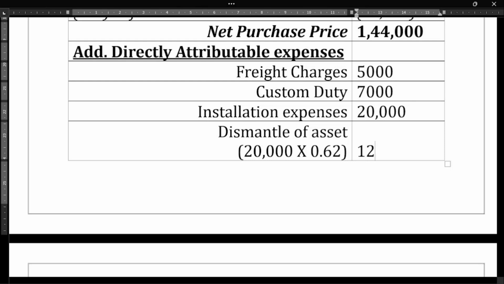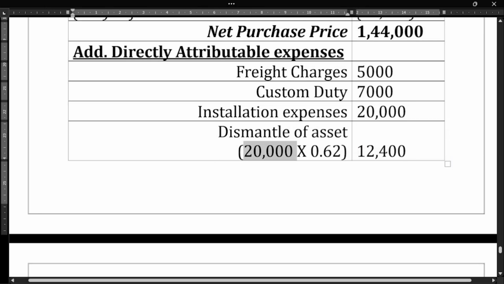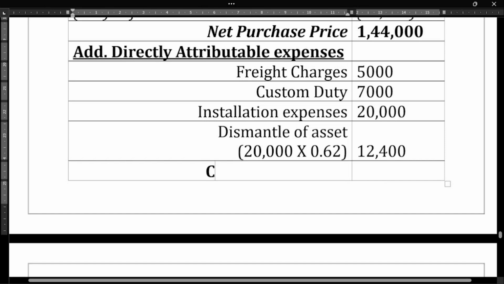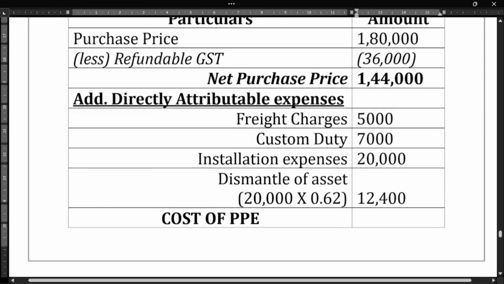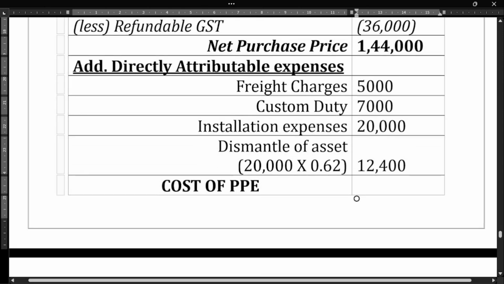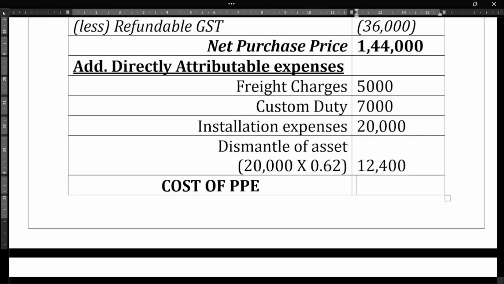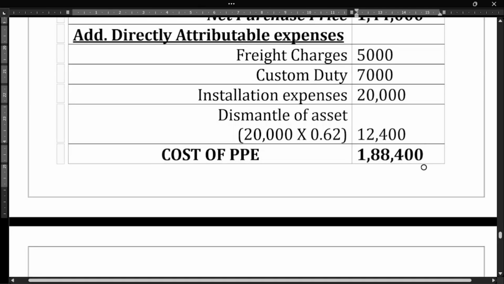So we will get 12,400, which means that if today's value is 20,000, after 5 years its value is 12,400 rupees. When you add all these things we get the cost of PPE. So net purchase price is 1,44,000 plus 5,000 plus 7,000 plus 20,000 plus 12,400. It would be 1,88,400.